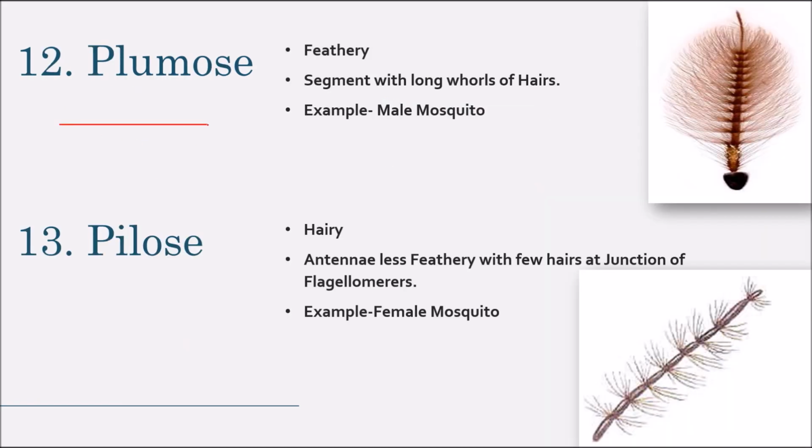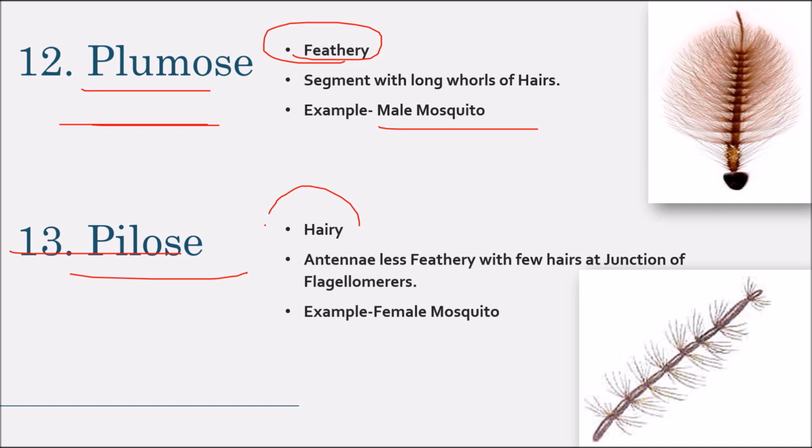Okay. Then we have plumose and pilose. These are also a similar kind, so I put them in one. Plumose, you can say, is a feather-like structure. It's a feathery thing, like in a male mosquito. Segments have long whorls of hair in them. So it is plumose. Then we have pilose. Pilose is hairy. It's not feathery. The antenna is less feathery with few hairs at the junction of the flagellum. An example is a female mosquito.